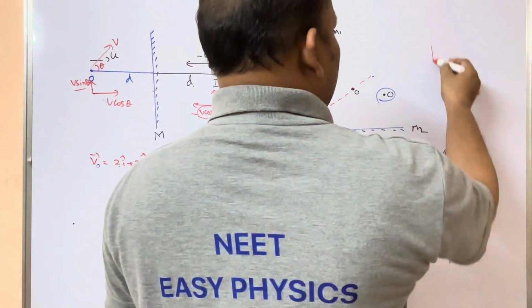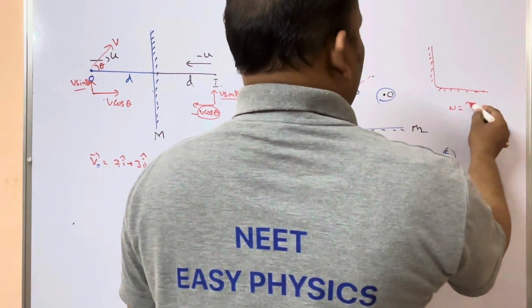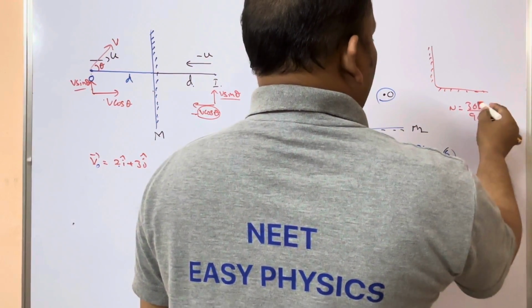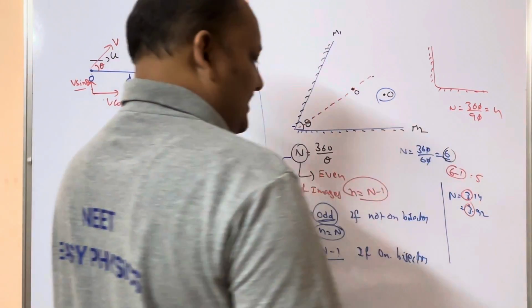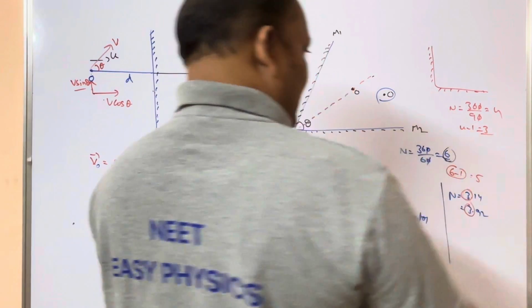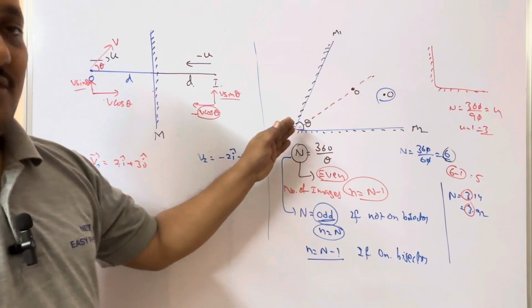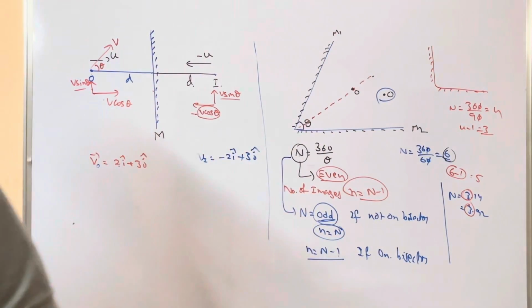If two plane mirrors are making 90 degrees angle, then 360 by 90, how much did you get? 4. 4 is an even number. Whenever the number is even, you can directly do 4 minus 1. The number of images will be 3. Only when it is odd, you have to see whether the object is on the bisector or not on the bisector.